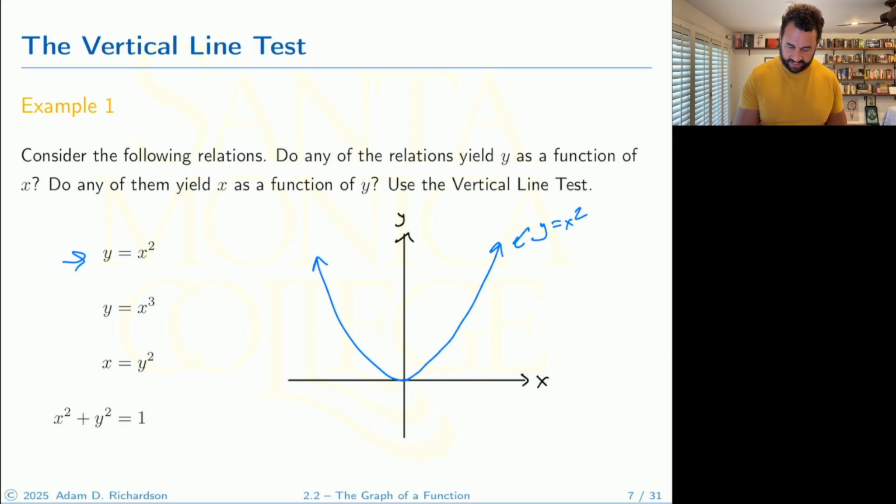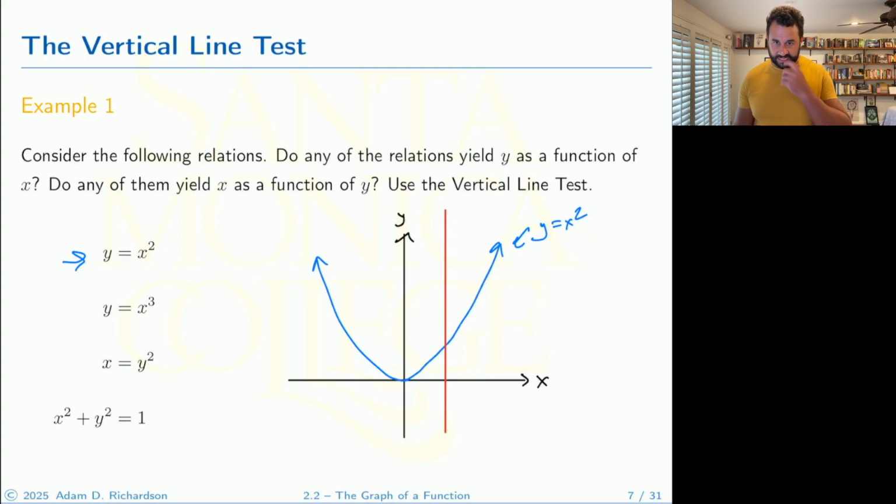Well, let's do the vertical line test. I'm going to get a vertical line going here. There it is. And I'm just going to move this line around on the picture and see if it touches the graph in two points ever, right? So look, if I do this, the line is only intersecting the graph at a single point, right? Single point, single point, single point, single point. So this passes the vertical line test. That means that this thing is a function of x. So y equals x squared does give a function of x.